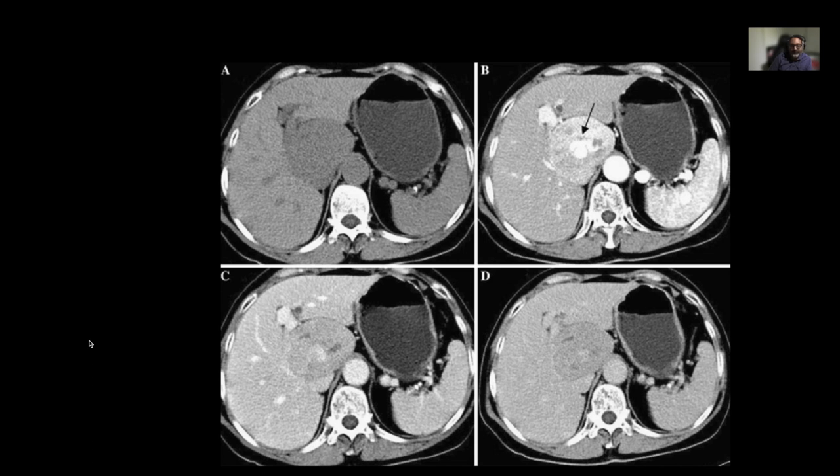This is going to be hard because I should have demonstrated it to you, but I didn't. No, it's a mass in the liver. That's the stomach, yes. That's the stomach.